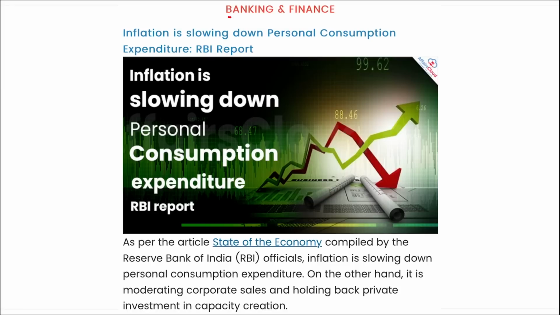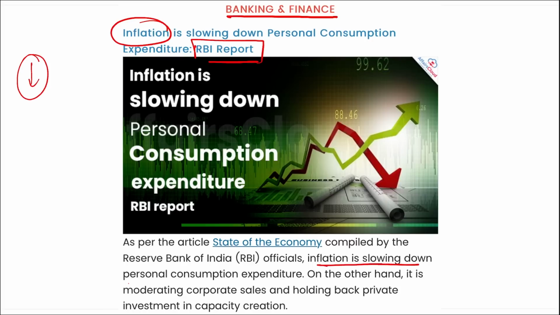Next is related to banking and finance. Recently, data was out and it stated that inflation is slowing down. That is, inflation is getting under control, and this data was released by RBI. Inflation is slowing down personal consumption expenditure. On the other hand, it is moderating corporate sales and holding back private investment in capacity creation.